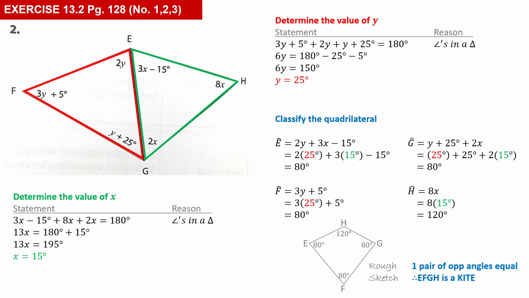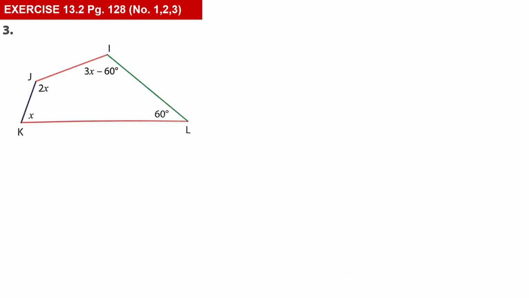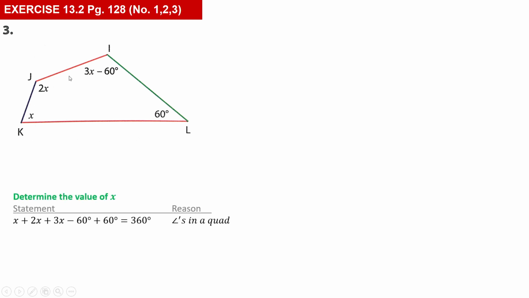Alright, let's go on to number 3. Number 3 looked like this. Again, you needed to solve for x and then classify. So I'm just going to use the fact that angles in a quadrilateral add up to 360. So I'm going to say x plus 2x plus this angle here, 3x minus 60, plus 60 should equal 360, because it's a quadrilateral. It's got 4 sides.